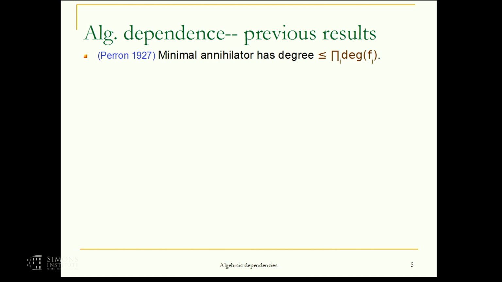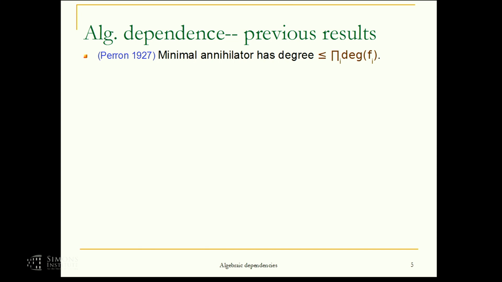I'll quickly go through the previous results on this question of algebraic dependence. It's a classical result, and it's tight, that a minimal annihilator has degree at most the product of the degrees of the polynomials. What do you mean by minimal annihilator? Annihilators may be infinitely many, so minimal means one of the smallest degree.